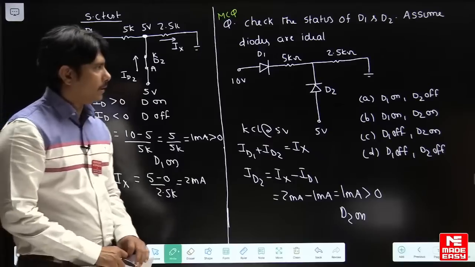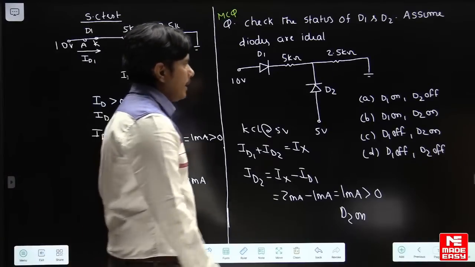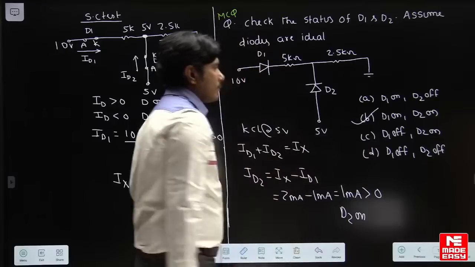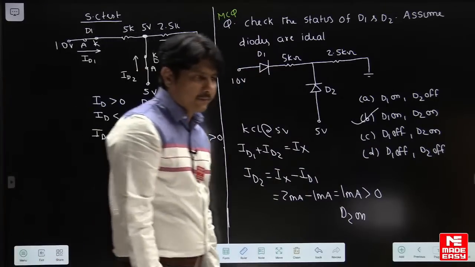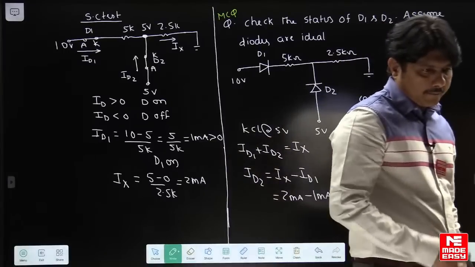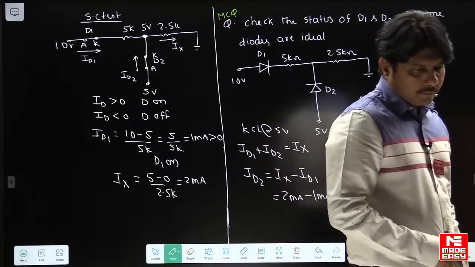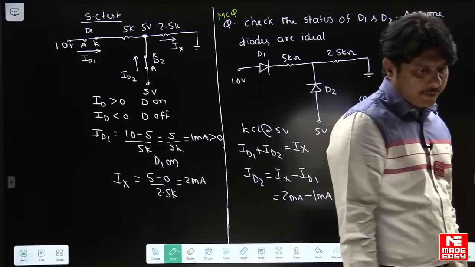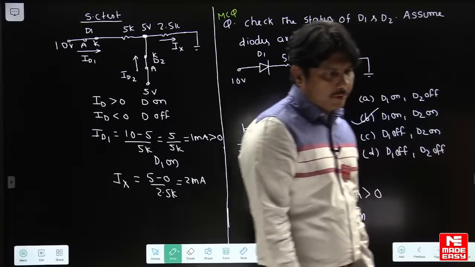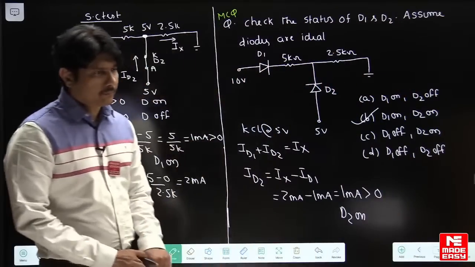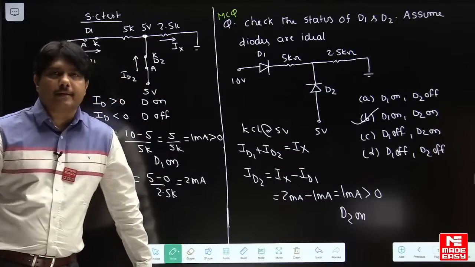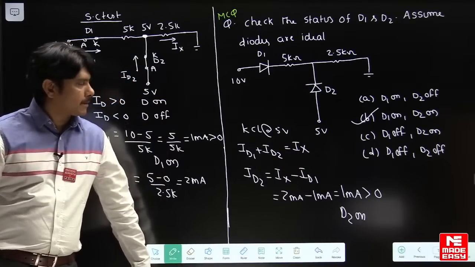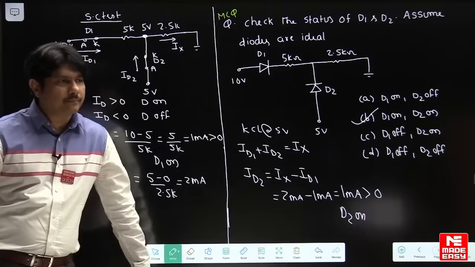Okay. And finally, the answer will be D1 on, D2 on. Option B will be the correct answer. Let's see whether our friends have given the answer or not. Yeah, very good. Most of the students, wonderful. All the students have given option B as the correct answer. Nice. It's great to see those answers from you.